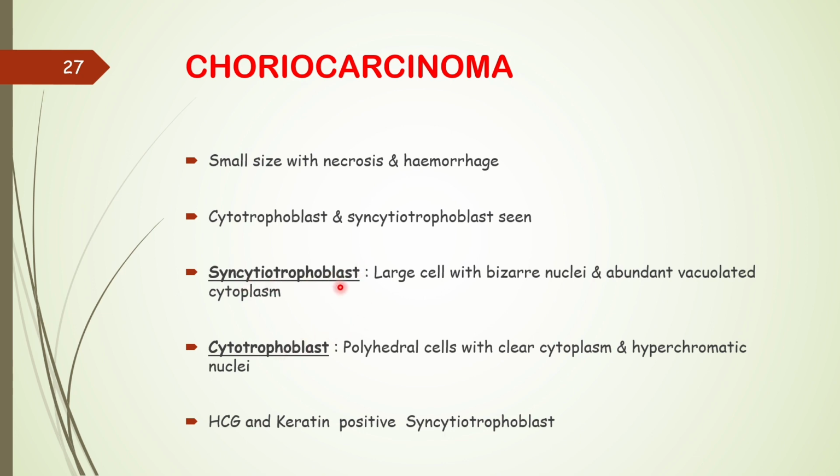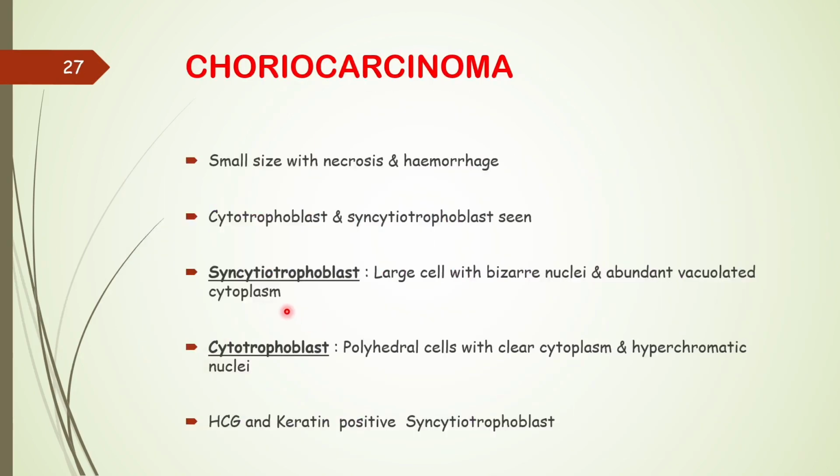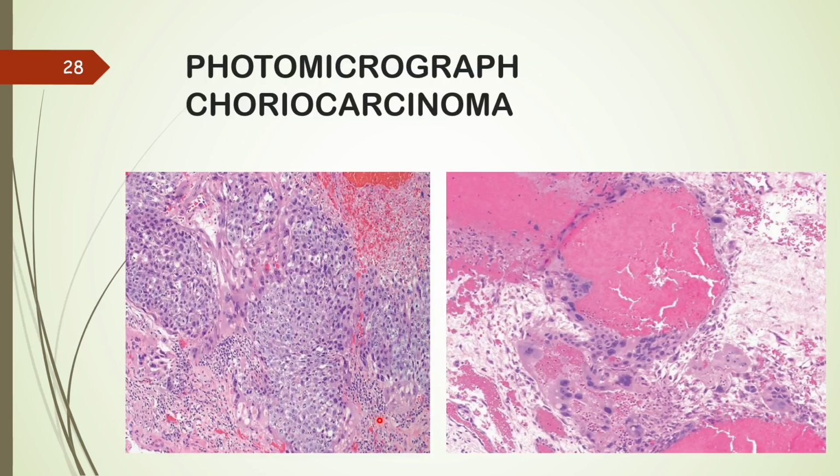What is syncytiotrophoblast? Syncytiotrophoblasts are large cells with bizarre nuclei and abundant vacuolated cytoplasm. See, this is the syncytiotrophoblast, a multinucleated cell. This is the syncytiotrophoblast, a large multinucleated cell, right? While these are the cytotrophoblasts. Cytotrophoblast is a polyhedral cell with clear cytoplasm and hyperchromatic nucleus. They usually have a well-defined cell border. So cytotrophoblasts and syncytiotrophoblasts could be present in a case of choriocarcinoma. That is indicative of choriocarcinoma. And HCG and keratin are positive as tumor markers. So see, this is a choriocarcinoma containing cytotrophoblast, right? This is a cytotrophoblast, clear cytoplasm.